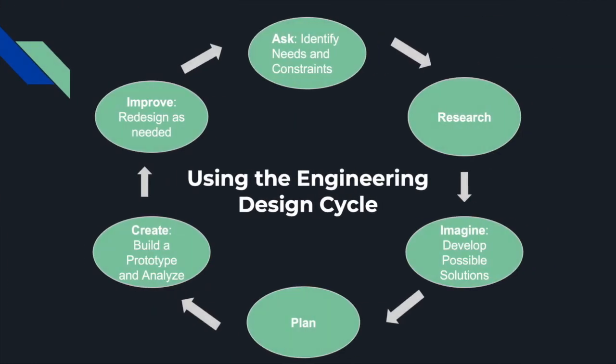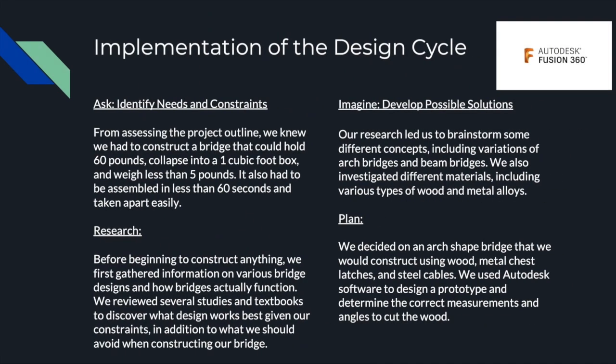As a group, we used the engineering design cycle throughout the whole process of the design of our bridge, and it ultimately helped us create the best project we could under our specific constraints. For the ask portion of the design cycle, we used the project outline provided to identify the constraints we had to work with, including the maximum weight of 5 pounds and our $40 budget, which are the constraints we believed we would have the most trouble with.